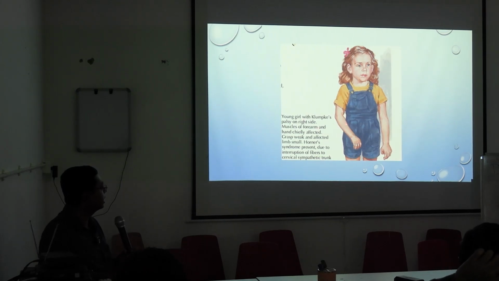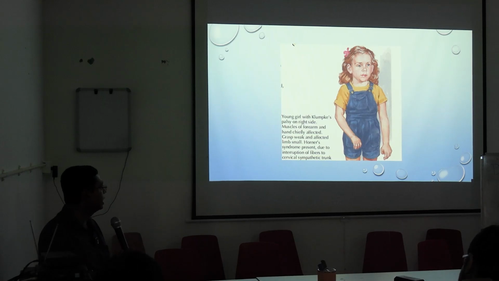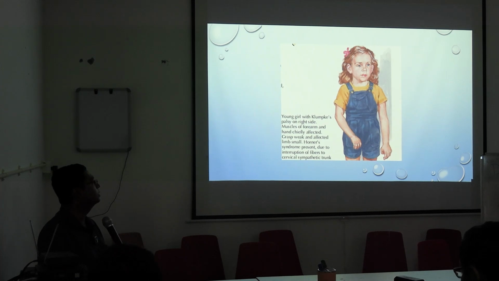Muscles of the forearm and hand are chiefly affected. Grasp is weak. What was there? Grasp reflex is present, but here grasp is weak and Horner syndrome may be present due to the involvement of the cervical sympathetic plexus, right?